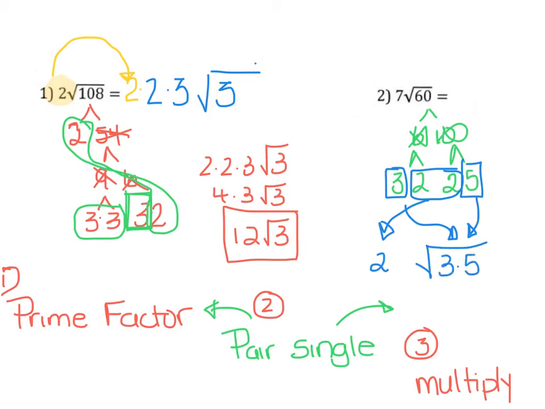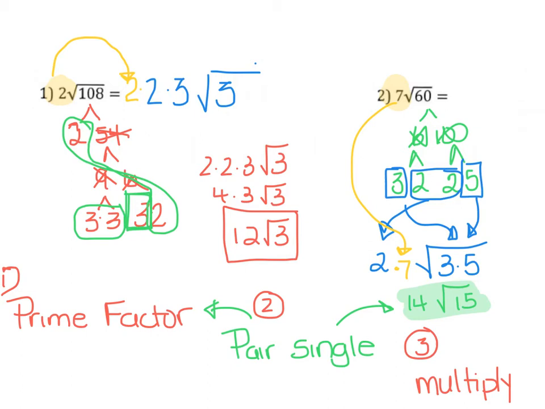Okay, now don't forget we still have the 7 up here. The 7 has to come and join the whole number on the outside. So now our final answer is 14 square root of 15. There is our final answer. 14 square root of 15.